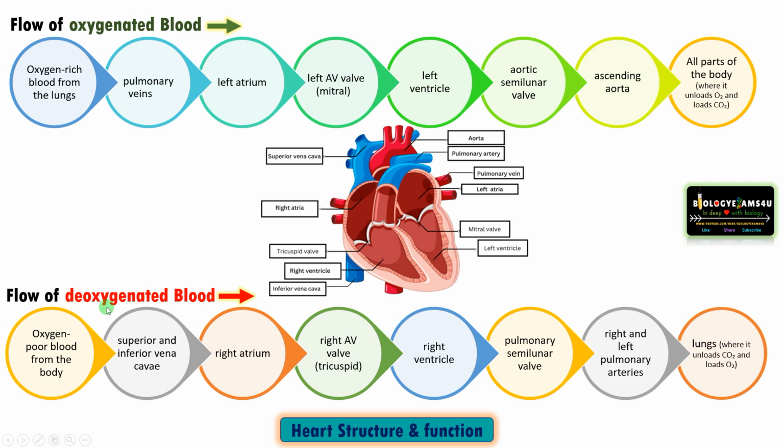Regarding the flow of deoxygenated blood, oxygen-poor blood from the body is transferred to this superior vena cava and this inferior vena cava. Then it moves into this chamber that is the right atrium. From the right atrium, it is transferred to the right ventricle through this valve that is called the tricuspid valve. Then there is the pulmonary semilunar valve. Through that valve, it is transferred to the pulmonary artery. Then it is transferred to the lungs for oxygenation.